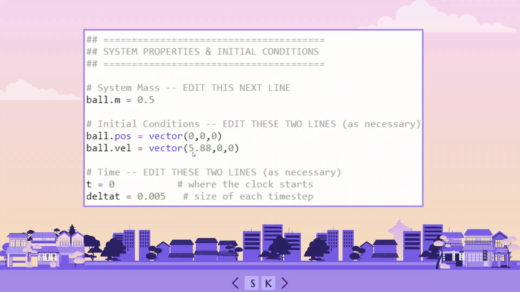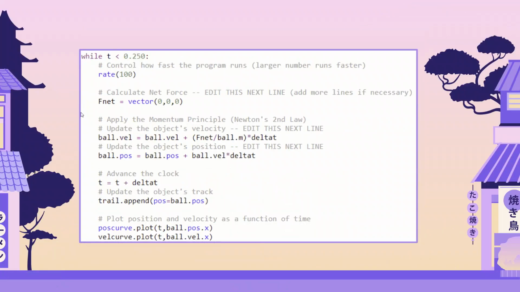The change in time, 0.005, was determined using 1 over 200 because the video was recorded in 200 frames per second. Since the total time was around 0.25 seconds, the loop was only going to run for that amount of time. The velocity update formula was applied in addition to the position formula, where the velocity update formula is here and the position update formula is right here.